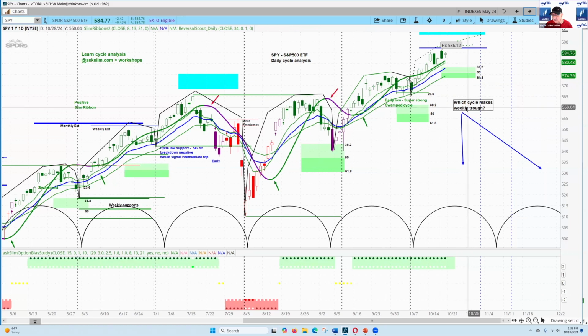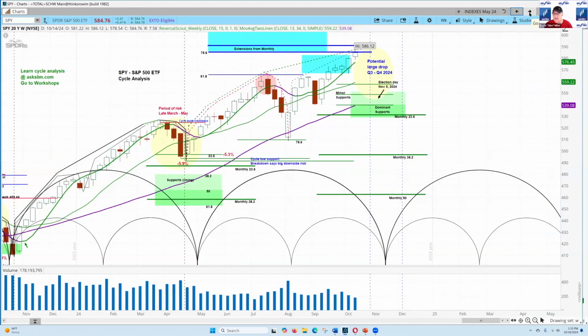Now, notice this question here. Which cycle makes the weekly trough? So the weekly trough, I'm going back to weekly, it's very obvious that it has not occurred yet. So that is, I think, important. Now, I got a question from a level 4 member that I think is worth bringing up and talking about, and that is about the monthly pattern, and whether it's possible that we were looking for a minor monthly low and it actually happened already. And I'm going to show you why the odds are small that it happened.